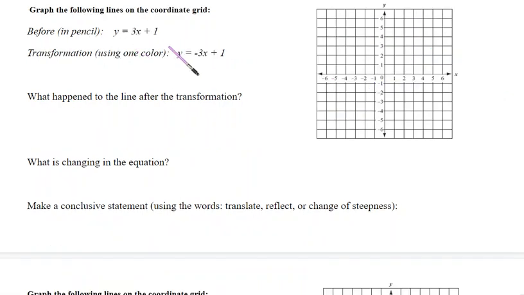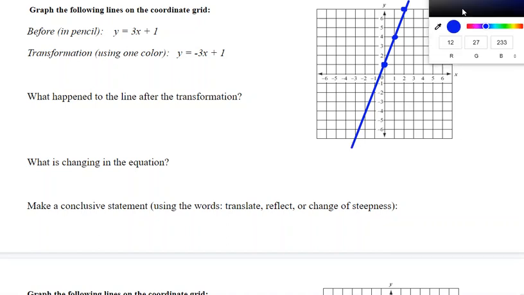Let's try this next thing. We're going to graph both of these on the same grid and see what happens. The first one says y equals 3x plus 1. So 1 is my y-intercept, so I'm going to start at 1. My slope is 3, so that means up 3 over 1, up 3 over 1. After I get some points, I can connect my dots and make my line.